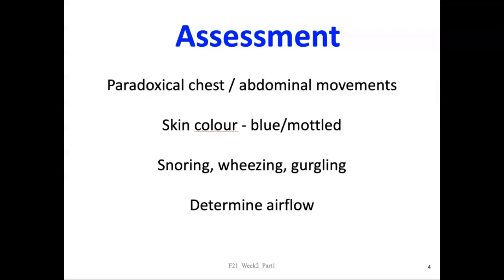Other ways to assess your patient quickly: they may have paradoxical or uneven chest and abdominal movements. What about their skin color? Is it blue or mottled? You could listen for signs of obstruction. For example, noises such as snoring, expiratory wheezing, or gurgling may indicate a sign of a partially obstructed airway.